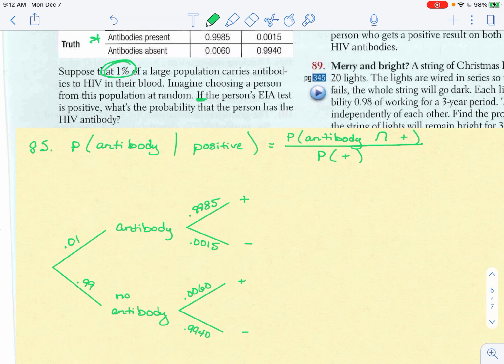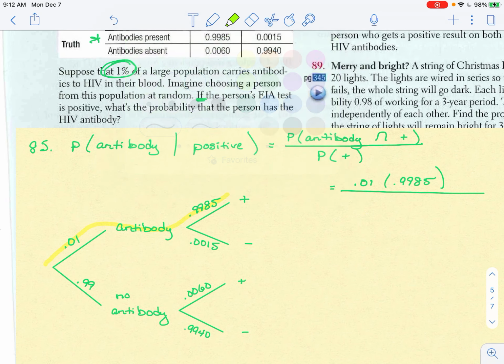So now I'm going to find the probability, first, again, of antibody and positive. I'm just going to go down that row of first somebody having the antibody and also testing positive. When you go down these rows, we multiply those probabilities. So this is going to be 0.01 times 0.9985. That's just one way to end up with a positive test reading.